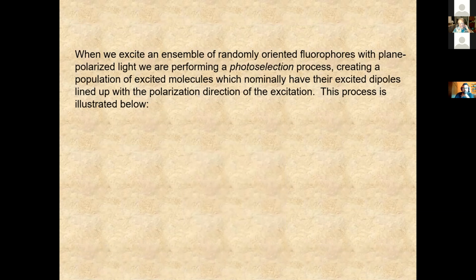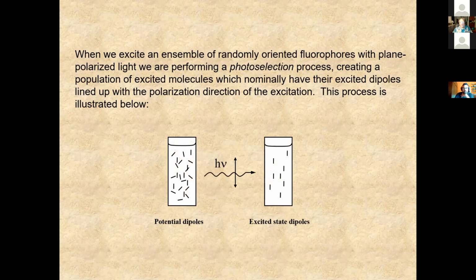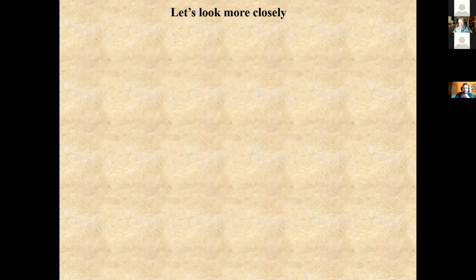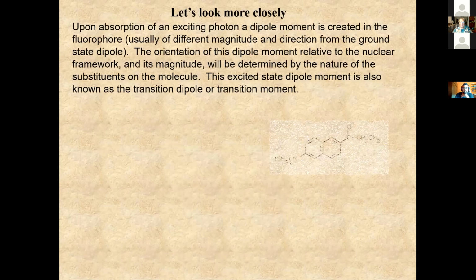Now, when we excite an ensemble, a collection of randomly oriented fluorophores, with polarized light, we're performing a photoselection process, selecting a population of excited molecules that nominally, that is more or less, have their excited dipoles lined up with the polarization direction of the excitation. This process is illustrated here. But let's look a little more closely. What actually happens when you absorb a photon of exciting light is you create a dipole moment in the fluorophore.